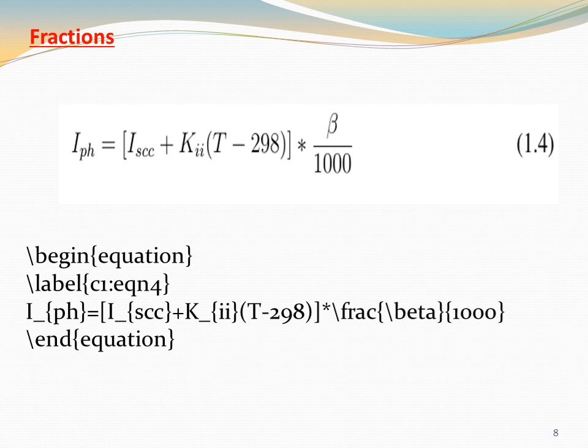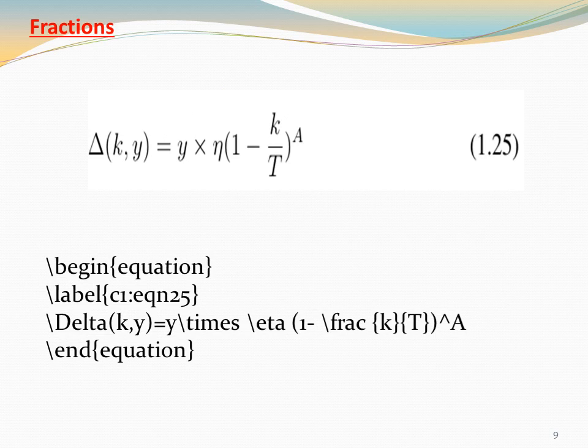Here the equation is labeled as equation C1.4, and the underscore values are written within the brackets. Then here the fraction multiplication is written with an asterisk symbol. Otherwise we can use \times to get the multiply symbol. Then for the fraction, we are starting with \frac, \beta to obtain the beta sign, and the numerator is 1000. So only this part of the fraction we are using. So the final equation you will obtain this way.